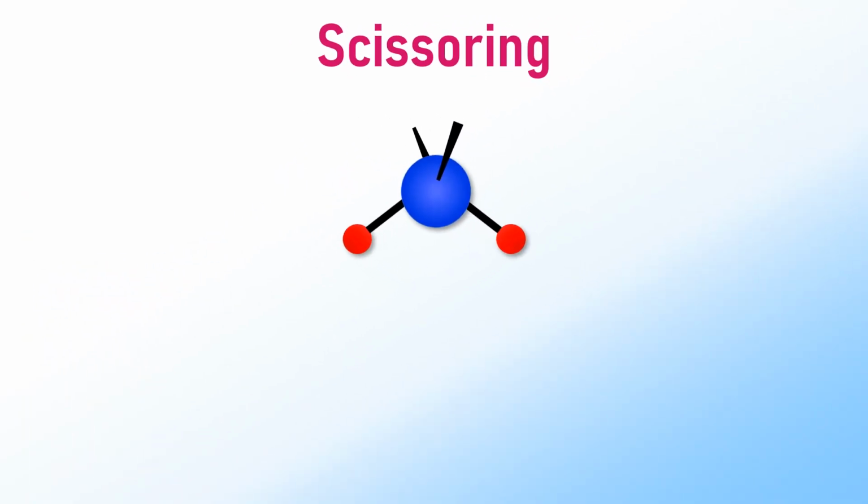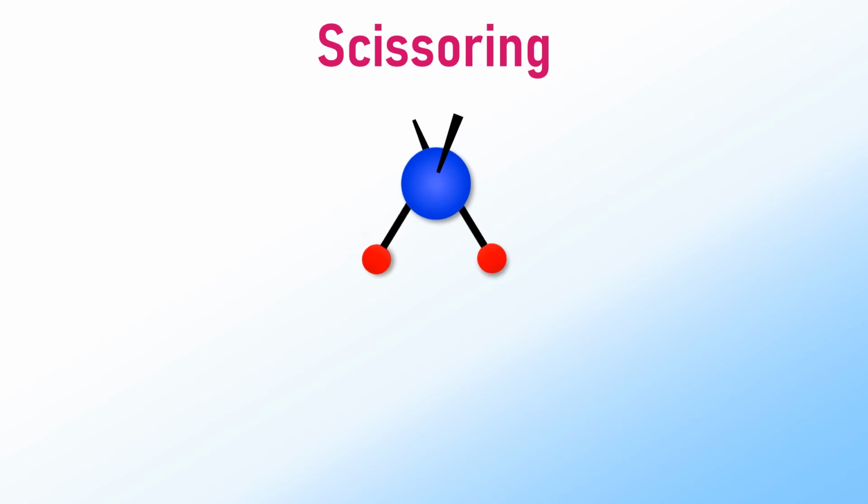This is scissoring vibration. Here the two atoms or groups move towards and away from each other, similar to the opening and closing of a pair of scissors. This vibration occurs in a plane where the bond angle between the two atoms or groups changes. Scissoring usually causes a significant change in the dipole moment, making this mode infrared active.